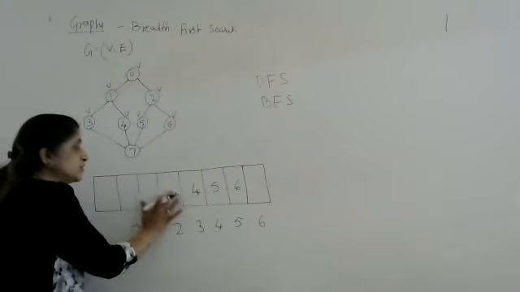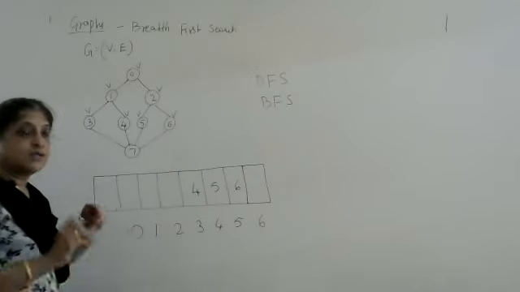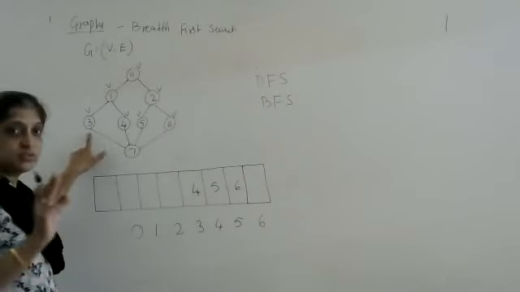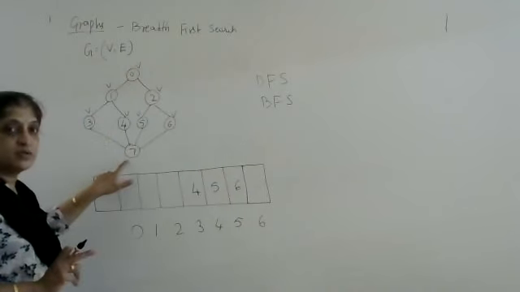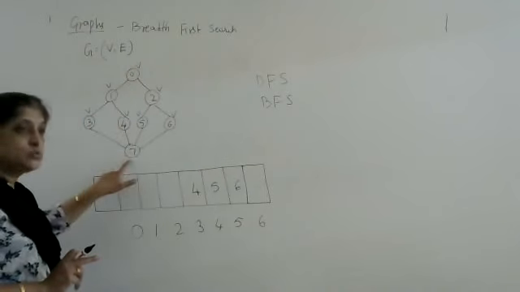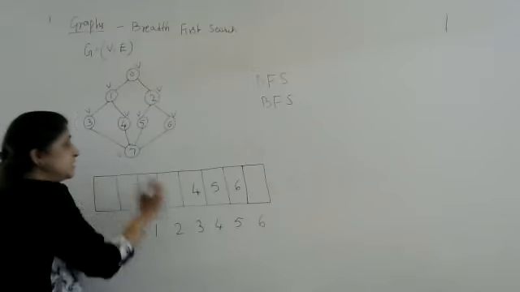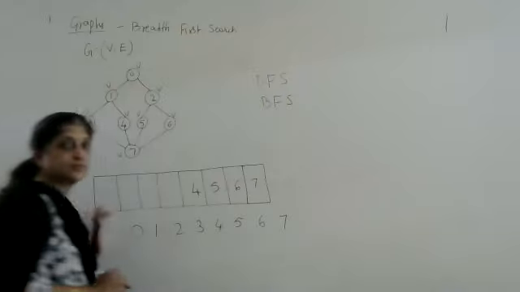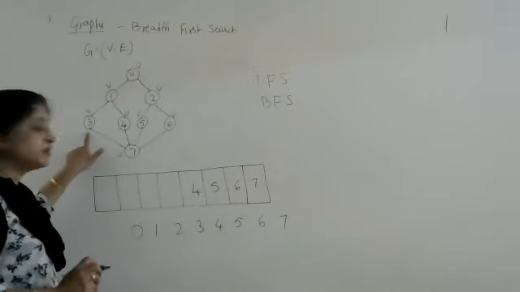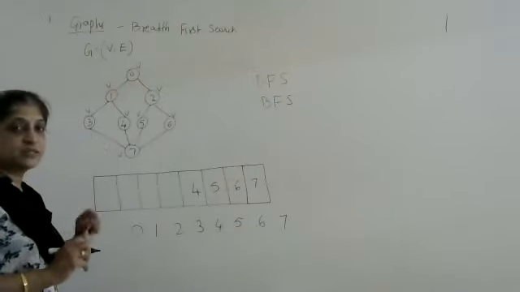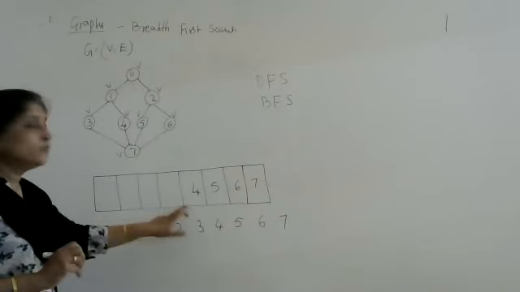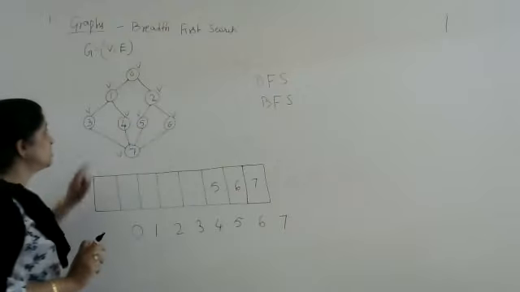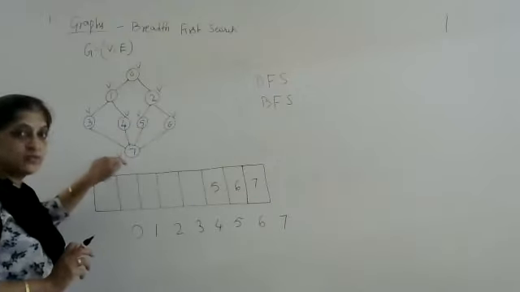Now remove this from the queue and check what are the adjacent vertices to 3. 3 has 2 adjacent vertices, 1 and 7. 1 is already visited, so go to 7. Mark this as visited, insert this in the queue, then output this. Now from 3 we have visited all the adjacent vertices. Then check at the front of the queue, we have 4. Remove this from the queue, and 4 has 2 adjacent vertices, 1 and 7, both are visited.